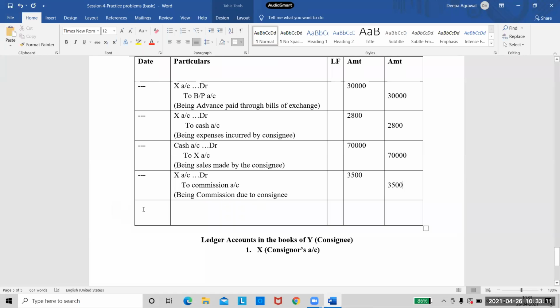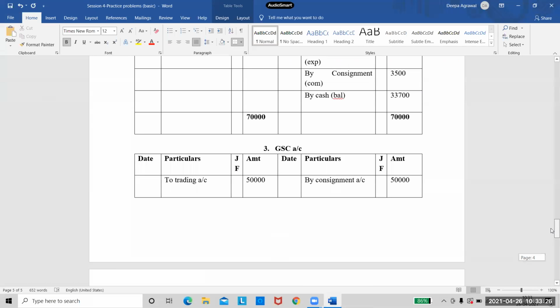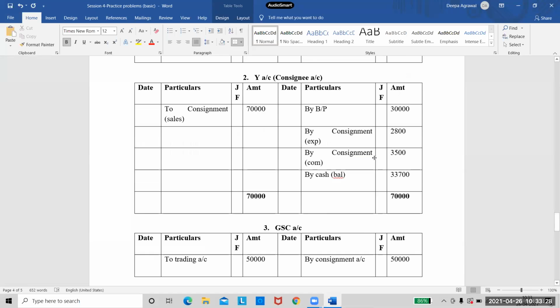Now what is the last entry left over in consignee's books? Balance. It should be for the balance. And we will know the balance only when we prepare the consignor's account. Otherwise, as we have already prepared consignee's account, we can see the balance from here also because the balance amount will be the same, isn't it?